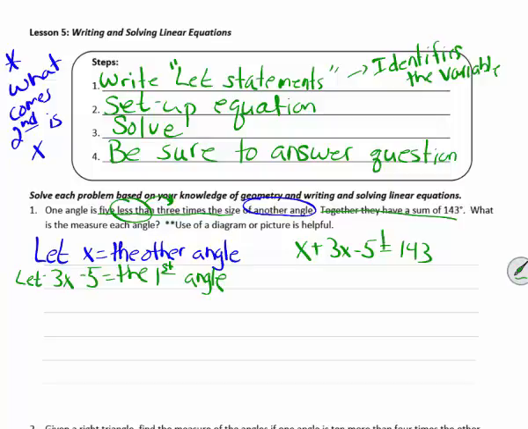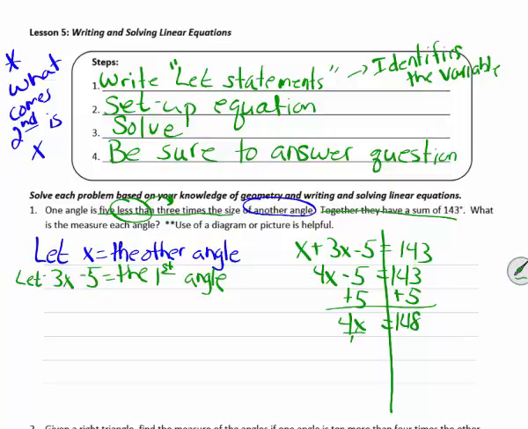Now I'm going to solve like I normally do, right? x plus 3x is 4x minus 5. Add 5 to both sides. So 4x is 148. Divide by 4. And we're going to get x is equal to 37. Now, they want to know what is the measure of each angle.